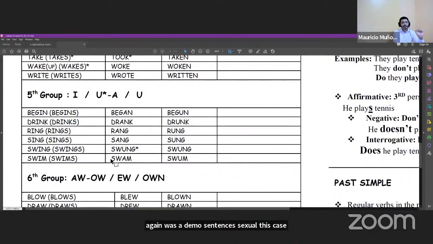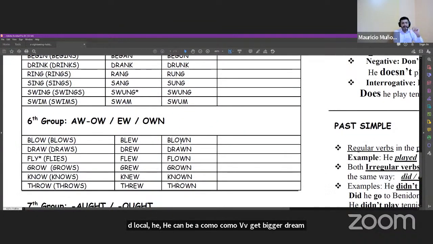En el grupo 5, vamos a tener aquellos verbos que comúnmente en presente presentan la vocal I y cambian en U o A, como begin, began, begun; drink, drank, drunk; ring, rang, rung; run, ran, run, and so on. In the group number 6, we have these kinds of verbs: AW pasa por OW, EW o OWN. Blow, blew, blown. Draw, drew, drawn. Fly, flew, flown, and so on.